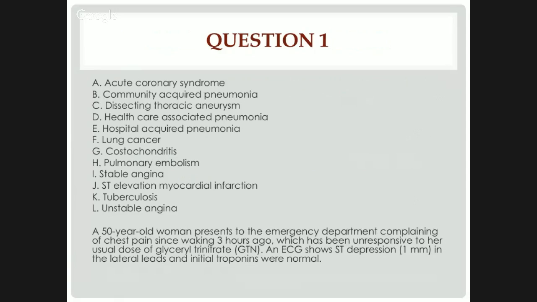Now, ST depression and initial troponins were normal. So if there's ST depression, what can you rule out from the acute? It's not a STEMI, right? So you're left with unstable angina and a non-STEMI. And initial troponins were normal. So what do you think this is?